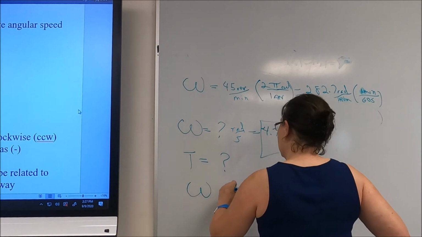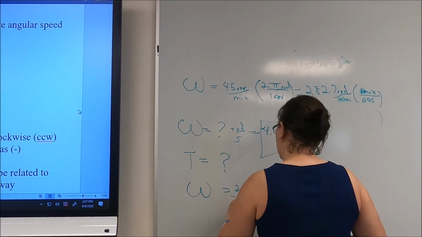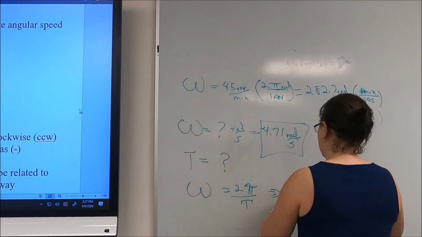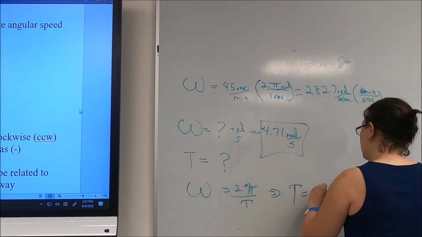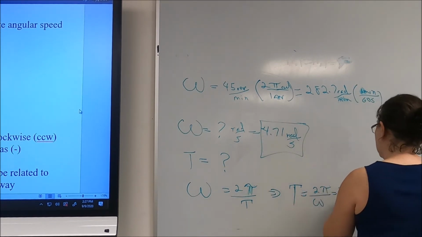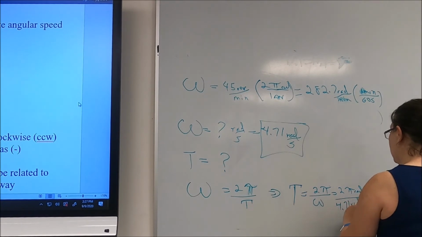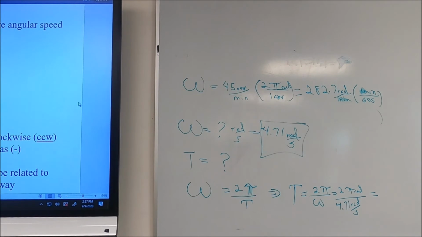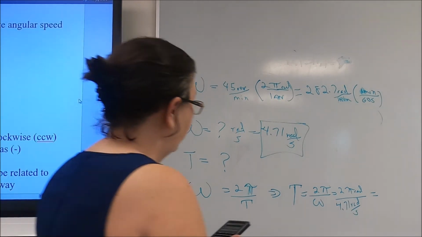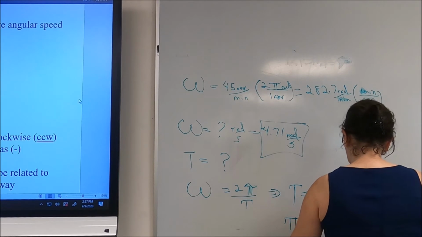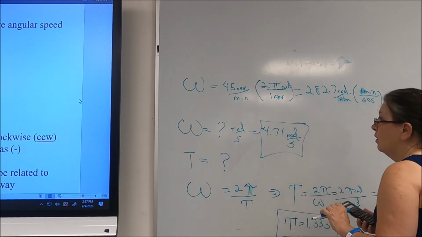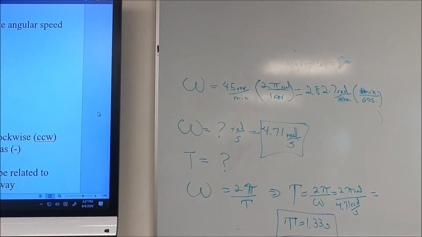So if omega equals 2 pi over T, then T, the period, is equal to 2 pi divided by omega, which is 2 pi, and that's in radians, divided by 4.71 radians per second. So if we do the work, 2 times pi divided by 4.71 gives us a period equal to 1.33 seconds. So a spot on the outer edge of that record would be making 1 complete circle every 1.33 seconds.